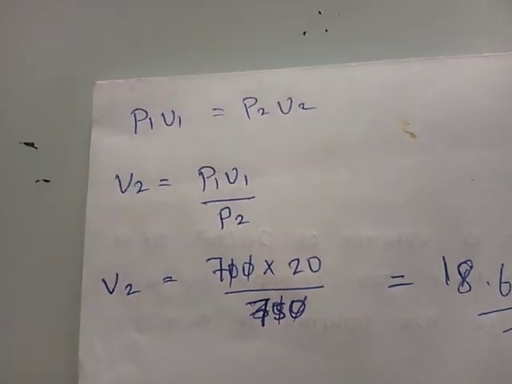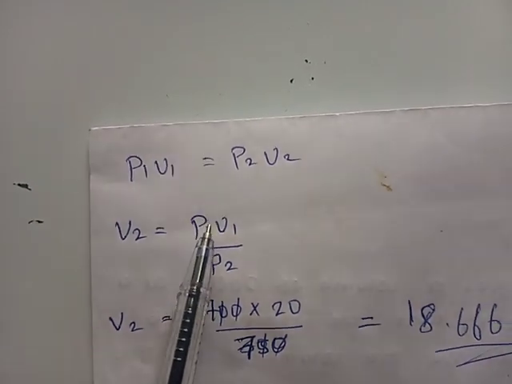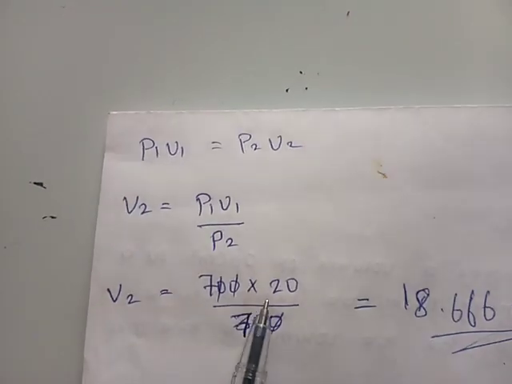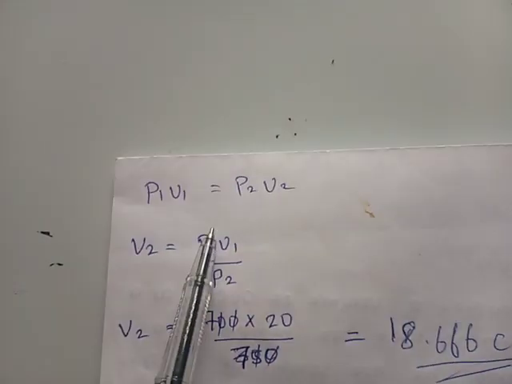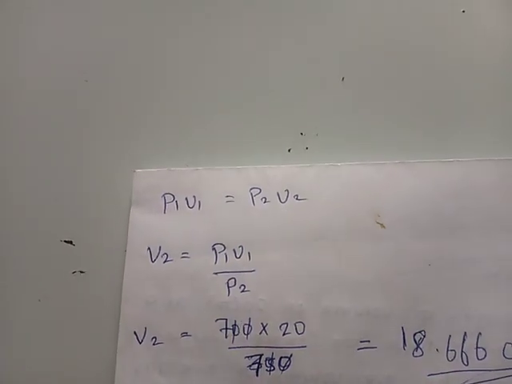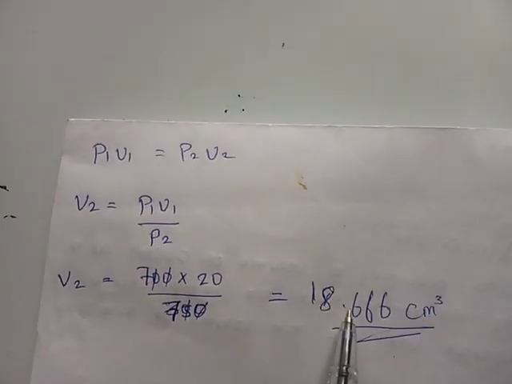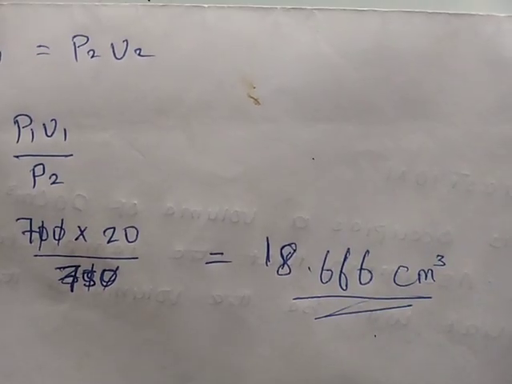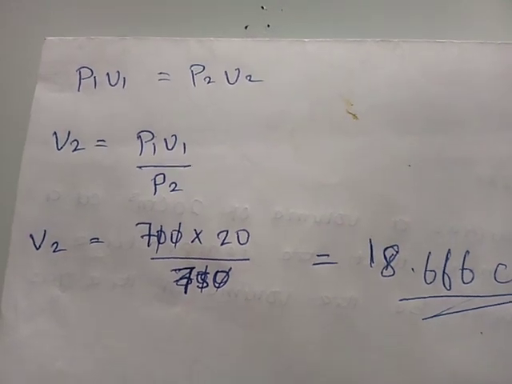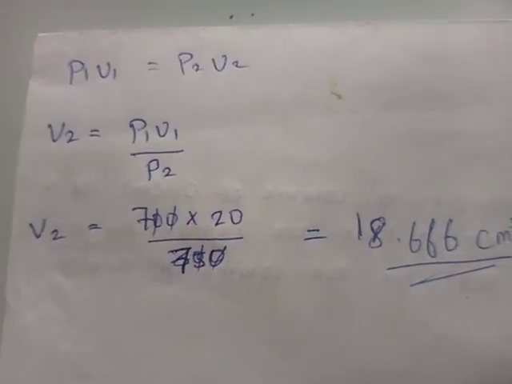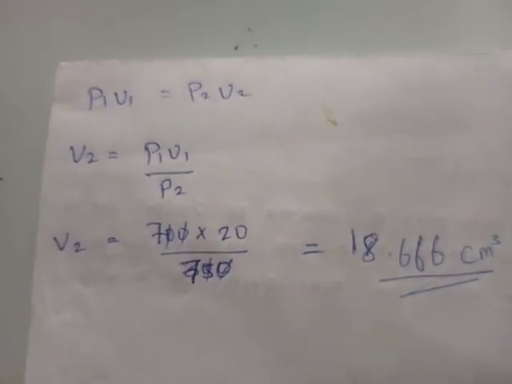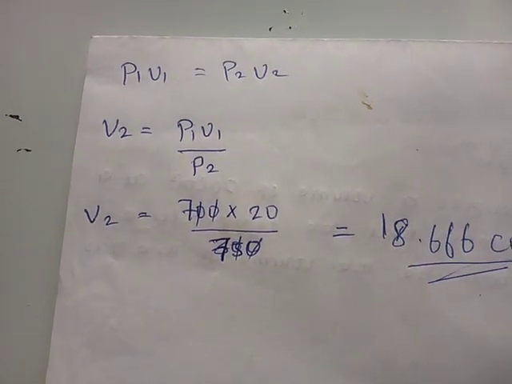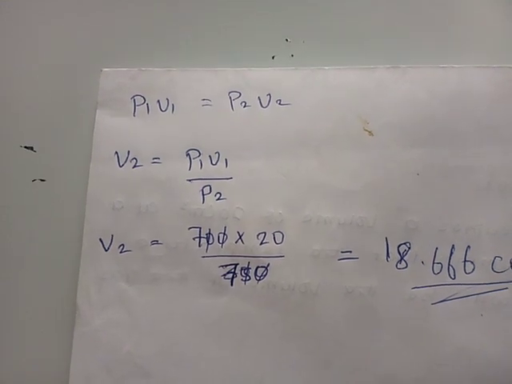Okay, so P1V1 equals P2V2, so V2 equals P1V1 all over P2, which equals 700 times 20 all over 750, where 700 is P1 and 20 is V1. That equals 18.66 cm cube. You should do this with your calculator and then you'll find the answer. We've calculated the first question in Boyle's Law, and this is how we do it. Remember that the temperature is constant, so the temperature is out of the question.